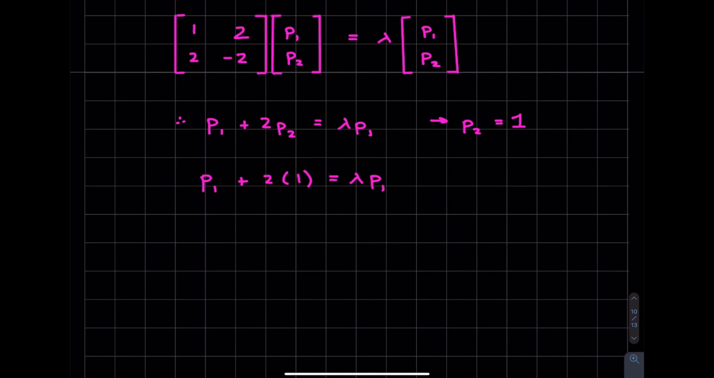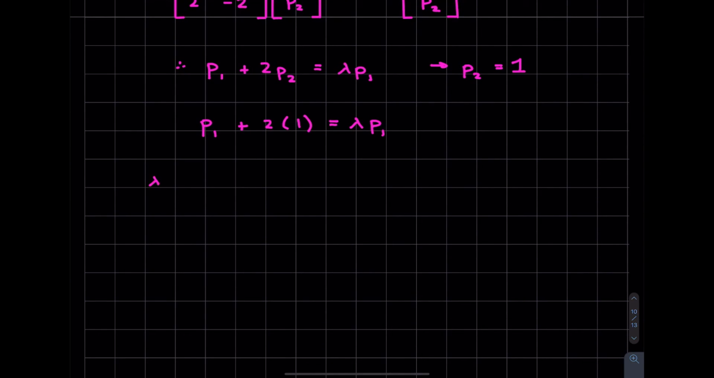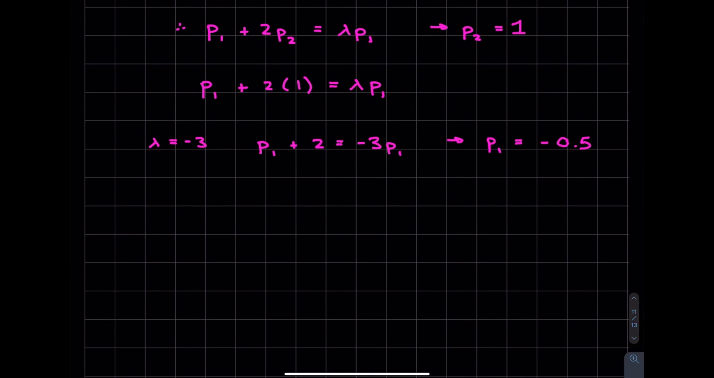Well, if I look at this, my only real unknown is going to be P1 because lambda we know. So let's come down here and say, okay, well, case number 1, let's go lambda is equal to negative 3. Well, then we got P1 plus 2 is equal to negative 3 P1. Therefore, we can conclude that P1 is going to be equal to negative 0.5. And there's our first eigenvector, because now that we know P1, and we know, well, we don't know P2, but we assumed P2.